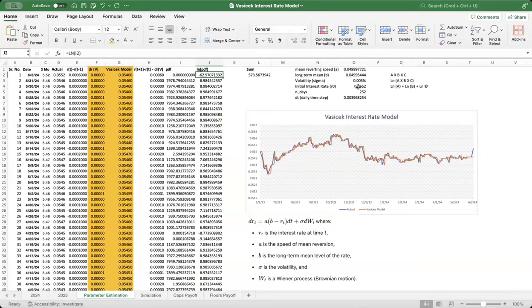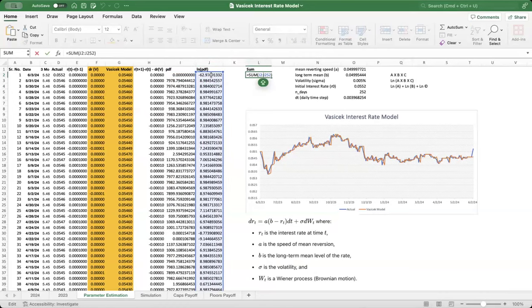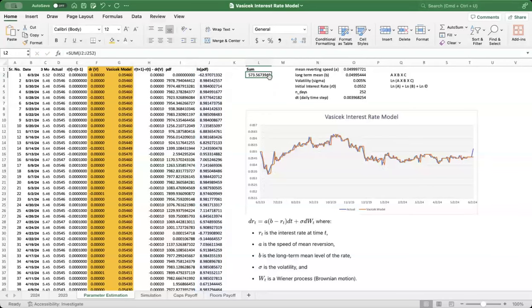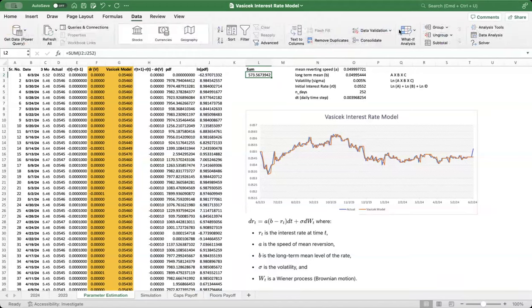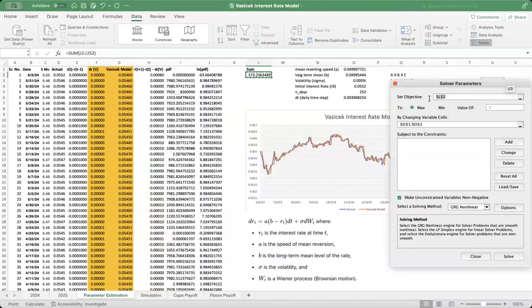And then we are just summing it up, so that we can maximize this likelihood function. After you sum this up, the next step is that you need to go to Data, then to the Solver, and set this objective function. You say this sum, which is L2, should be maximized to 0. How? By changing which variables? These three variables, which are a, b, and sigma.